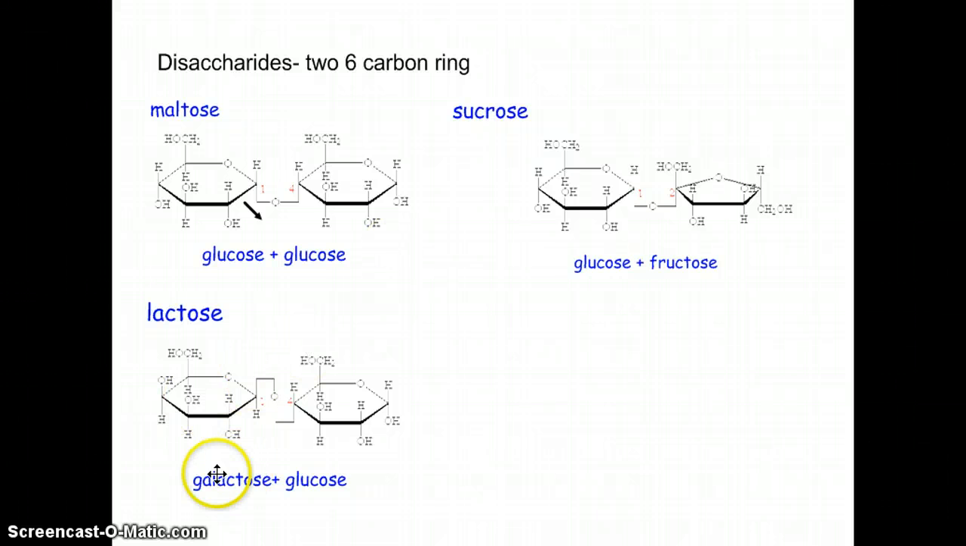And then if you take a galactose molecule and add it to a glucose molecule, so those two different molecules, if you take those two monosaccharides and put them together to make a disaccharide, lactose, and lactose is the sugar that we find in milk. People who are lactose intolerant can't break the bond in between the two sugars.